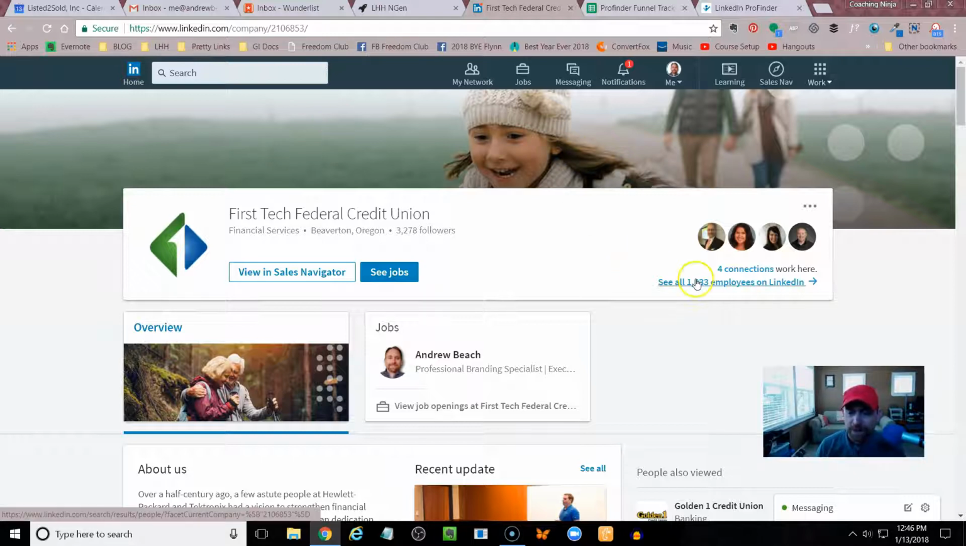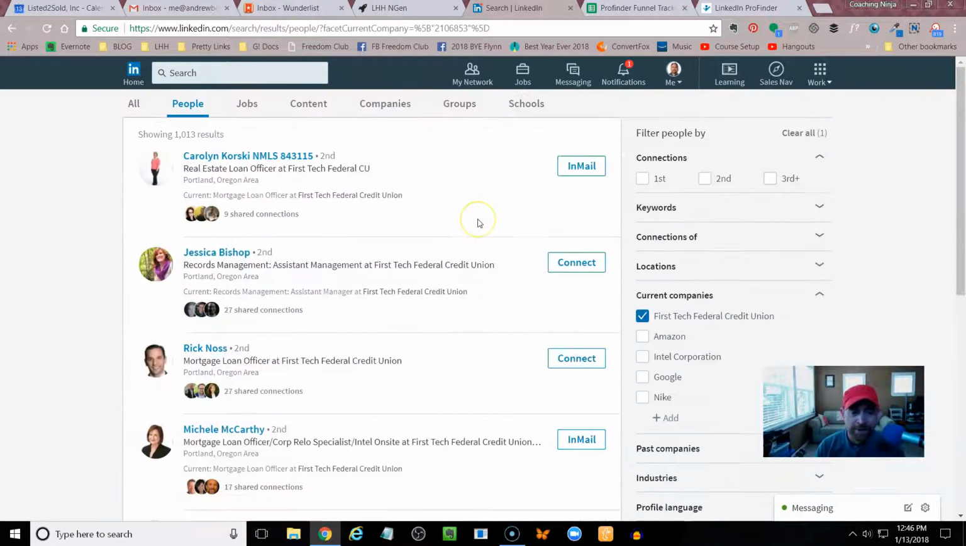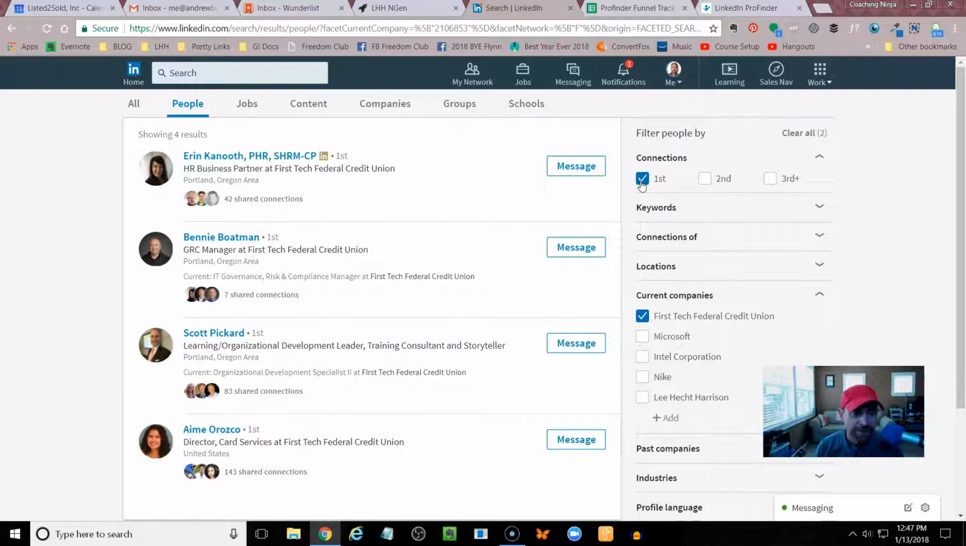So I will go ahead and see all employees of this company on LinkedIn. As one of my target companies, I want to narrow this down to first degree, second degree, and third degree connections. So third degree is just total strangers. Second degree is friends of friends. And first degree is, of course, the people that I'm connected to that already work there. So you can see I already have a series of results. And the person I'm meeting this week is Scott Picard.